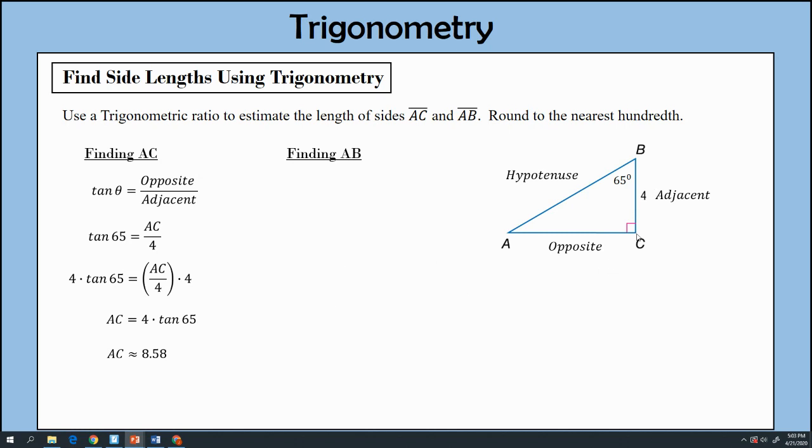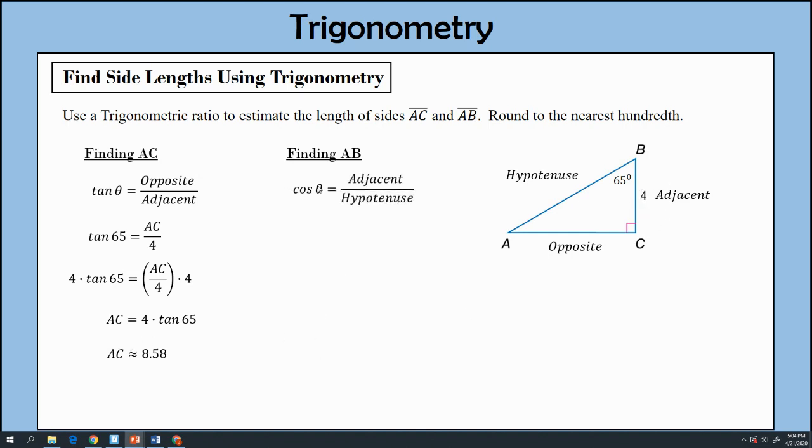Now, I'll just say this quickly. You could use the opposite side as 8.58 and then use the sine ratio, opposite over hypotenuse, but 8.58 is rounded. So if we use it in another problem, we're going to compound that error. So I would not do that. I would go back to the 4.